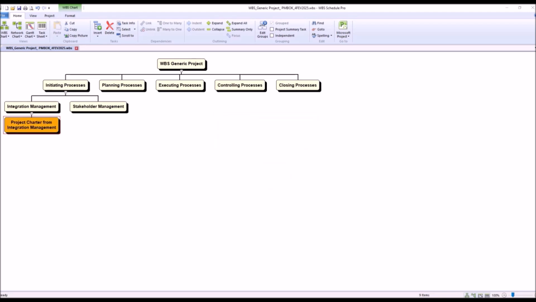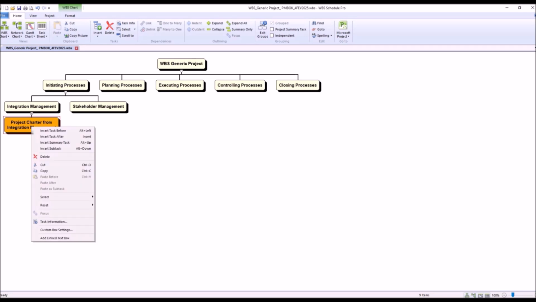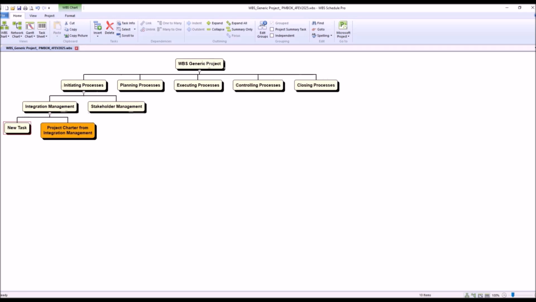According to the PMI Guide, the activities for developing the project charter use some important inputs that will be presented now. The first important input is Business Documents Info. This activity analyzes the business case and benefits management plan to understand the project justification and expected benefits.